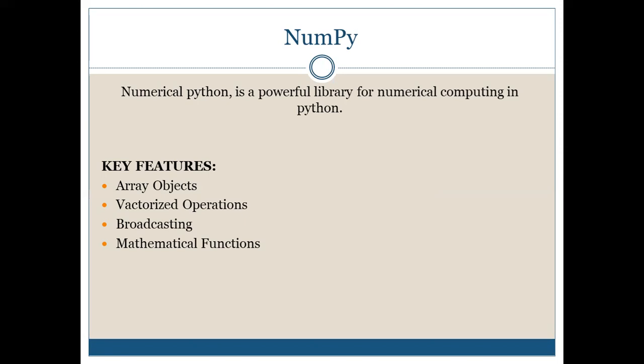Then, vectorized operations. Numerical Python utilizes vectorized operations for element-wise calculations, which enhances performance by avoiding the need for explicit looping. Broadcasting. It allows implicit element-wise operations on arrays of different shapes and sizes, which simplifies code and improves readability. Mathematical functions. It has a comprehensive set of mathematical functions for array operations, trigonometry, linear algebra, statistical functions, and many others.